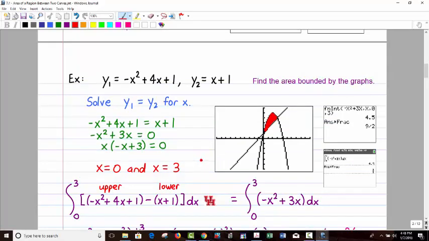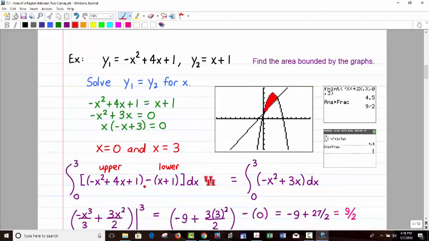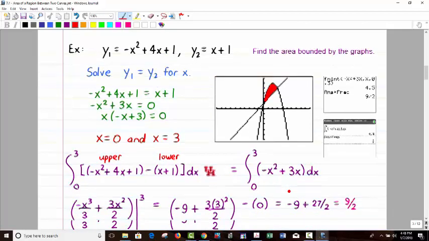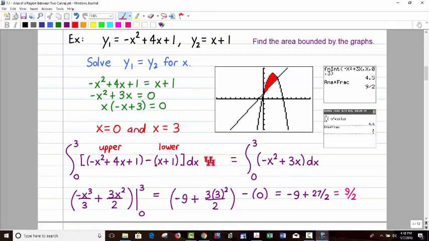All right. So here the upper is the downward parabola, the lower is the line. So you see I worked it out that way. I subtracted and combined terms. If you were doing this manually, you want to combine like terms before you integrate. It would be kind of silly to integrate a 4x and a -x separately. It's easier to combine them into 3x and just do one antiderivative.